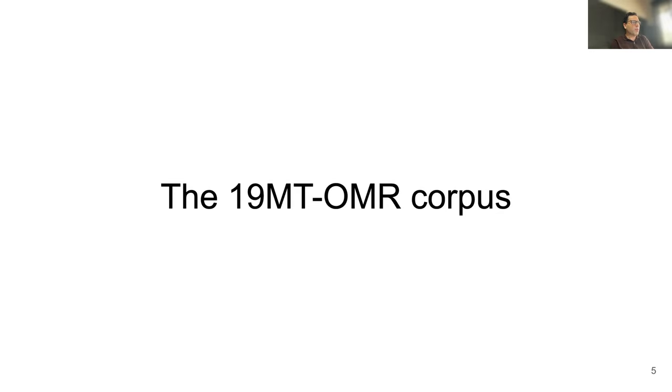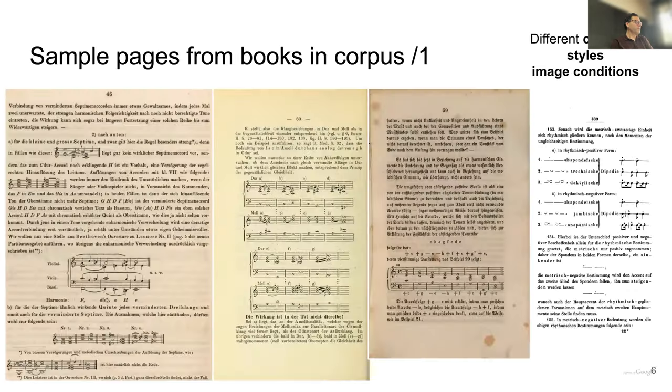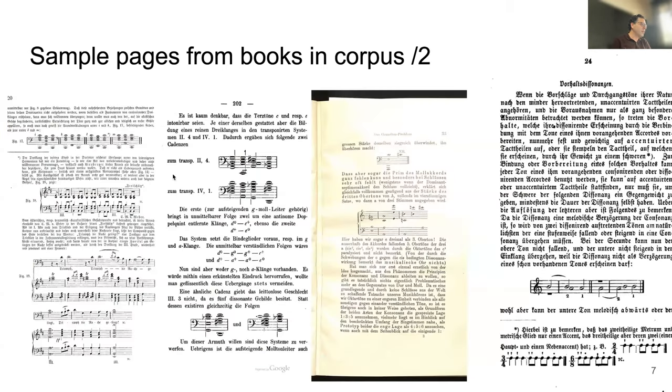Well, I will talk now about the corpus itself. These are the typical sample pages we have in the books. Here you can see different contents, as you can see here or here, or here, or here. With printing styles and image conditions, as you will see now, for example, here you have a nice scan, but in this case, there are many problems in this image. So this is the kind of contents we have in this project.